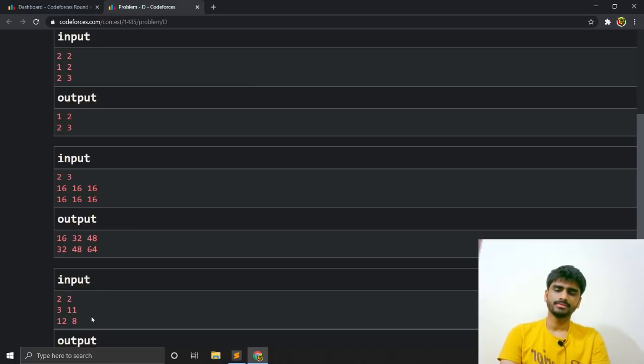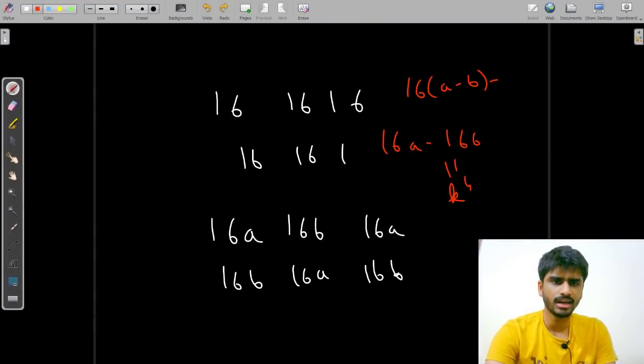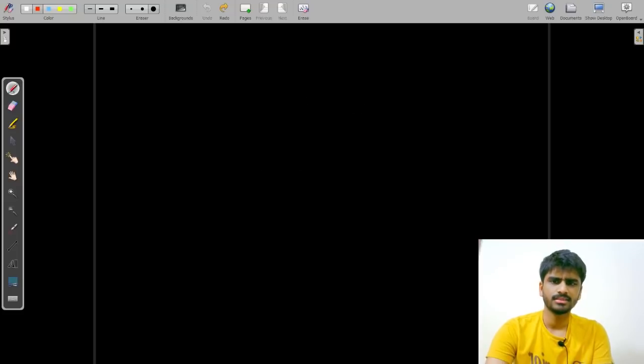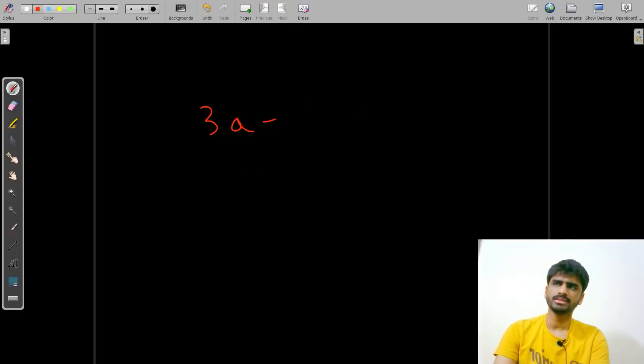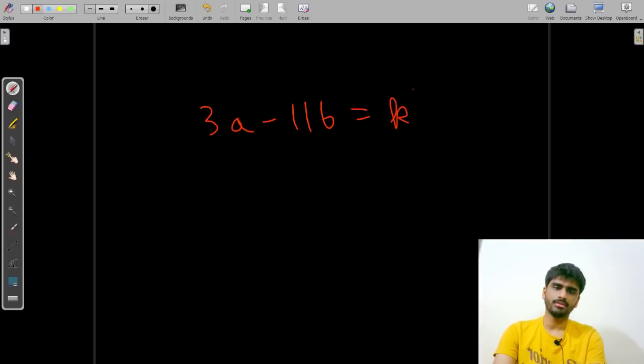How do we do this one? In general, we can start with something like 3a minus 11b is equal to some k to power 4. Isn't that very tough to solve? How can we get this thing? Some k to power 4, right? That's very tough, I think.